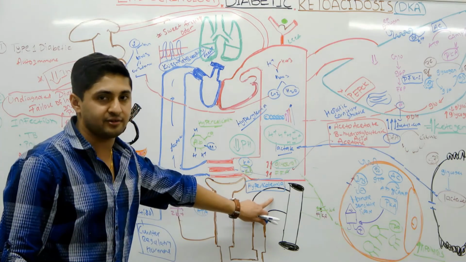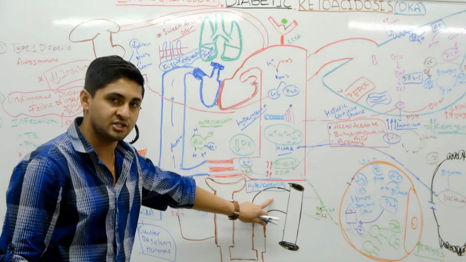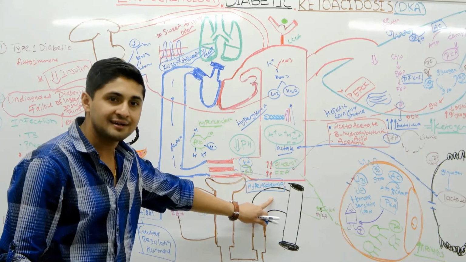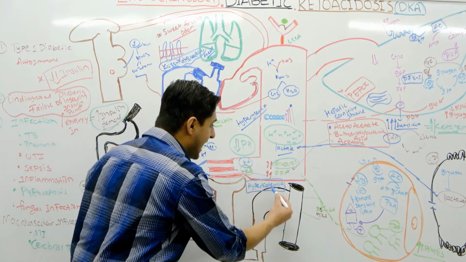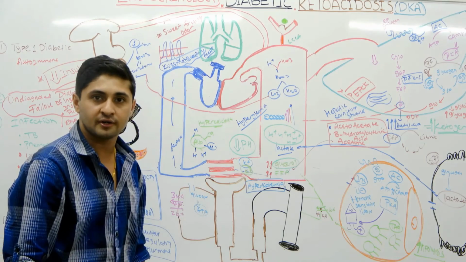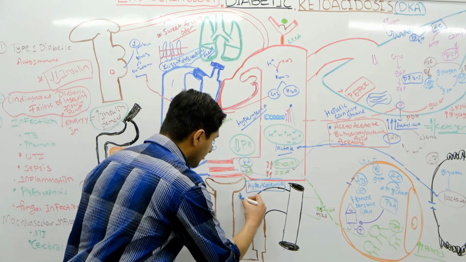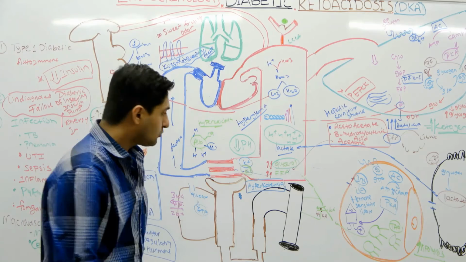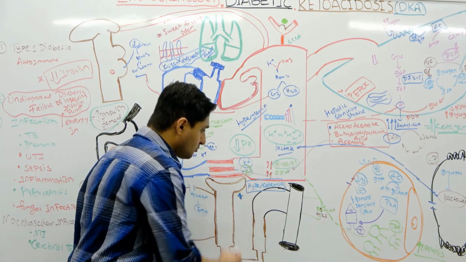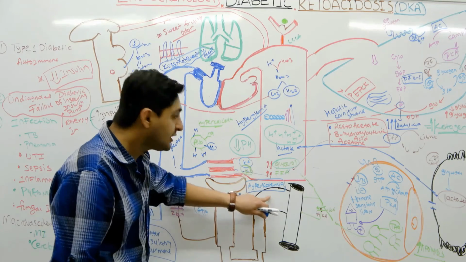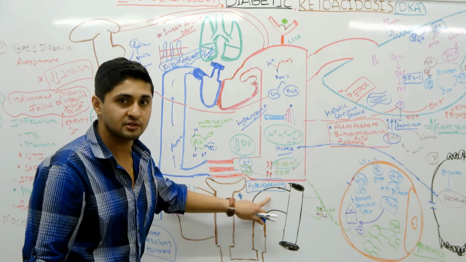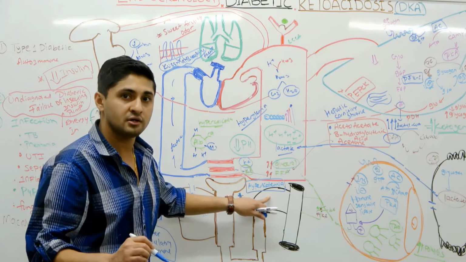Guys, this is very, very important. This hyperkalemia can kill the patient because it can cause arrhythmias, and arrhythmia in the heart can kill patients. So it's very, very important that whenever you give a treatment, you need to monitor the potassium level extremely well.